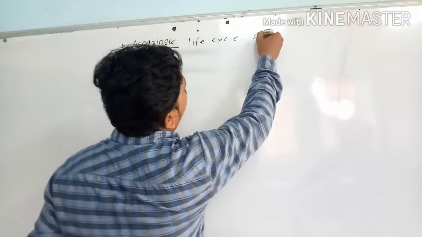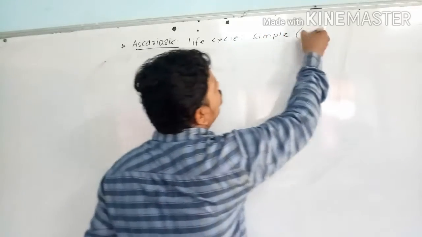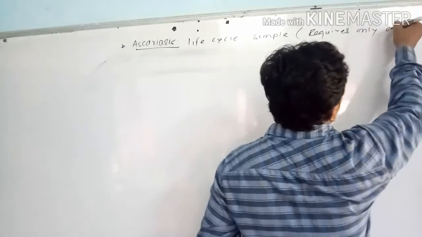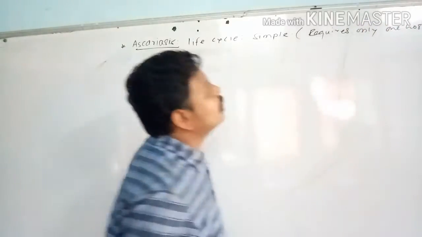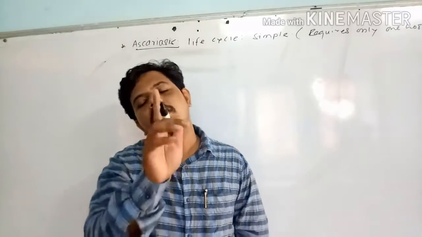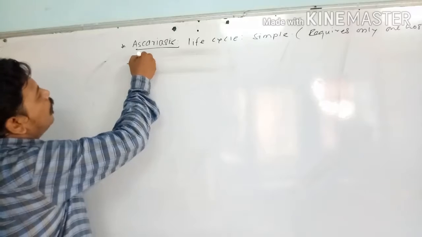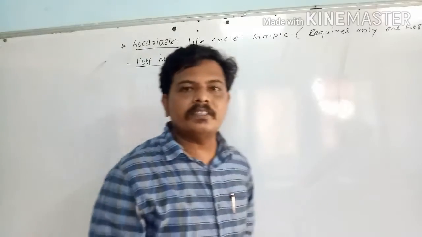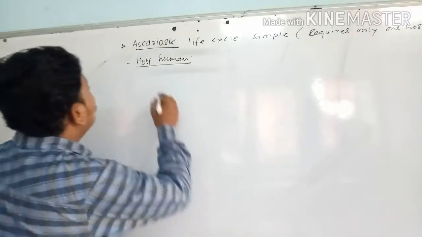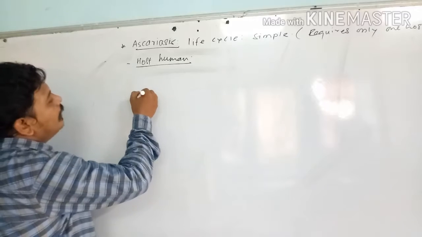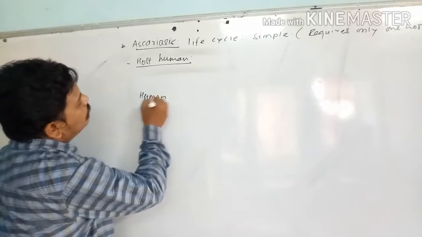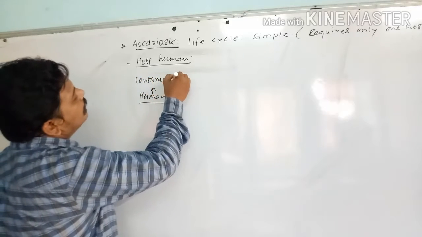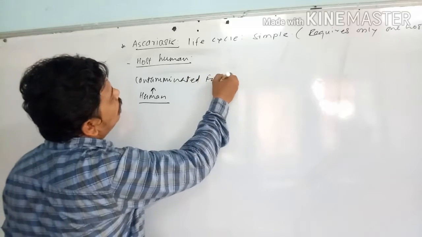The life cycle is simple. Simple life cycle means it requires only one host. It completes its whole life cycle in only one host, that is, in human beings. Now, how does Ascaris lumbricoides complete its life cycle? See how the life cycle starts. When a healthy human consumes contaminated food or water.